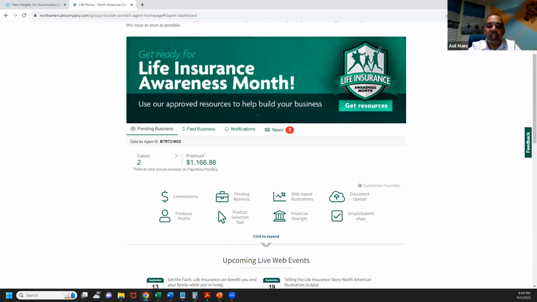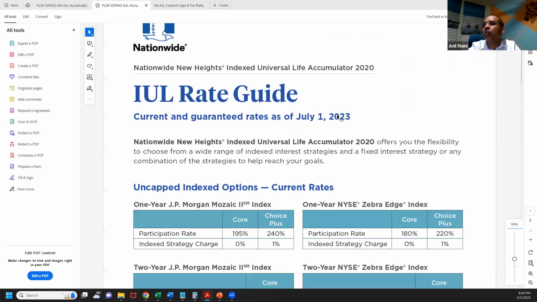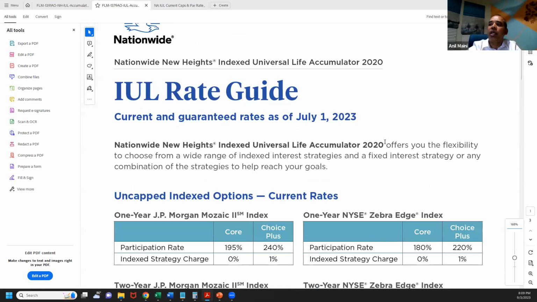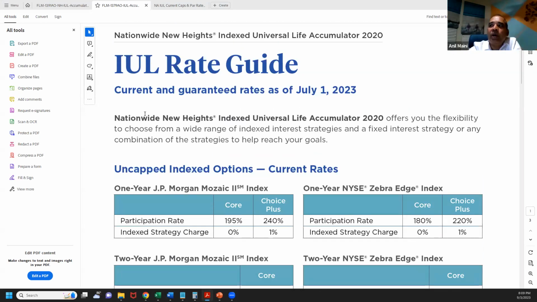Now let's check. I already downloaded the brochures related to the indexes. Let me increase the font. This brochure is about the IUL rate guide. As of today, these are the indexes offered by Nationwide. Let's go through Nationwide first. Nationwide has really good indexes: JP Morgan Mosaic Index, NYSE Zebra Index.